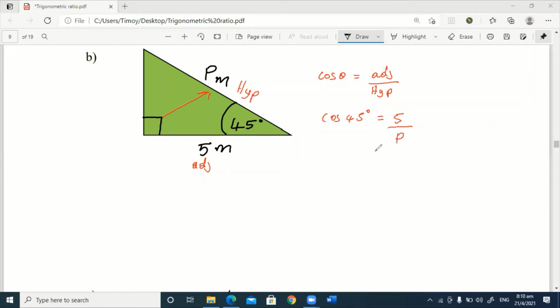How do we solve for P from here? We need to put cos 45 on our calculator. And cos 45 will give us 0.707, right? Which is going to equal to 5 divided by P. Here, we want to transpose to make P the subject, right? Now, P is in the denominator, and we know that the subject cannot be in the denominator. So how can we get it into the numerator? We can get it in the numerator by multiplying both sides by P. So we can multiply this side by P, and we can also multiply this side by P.